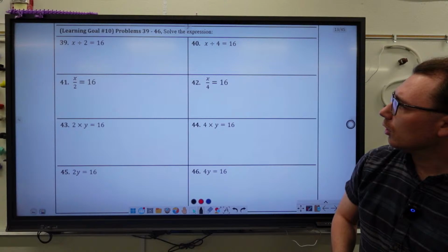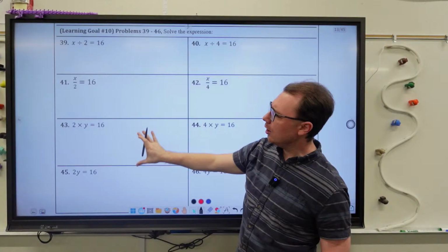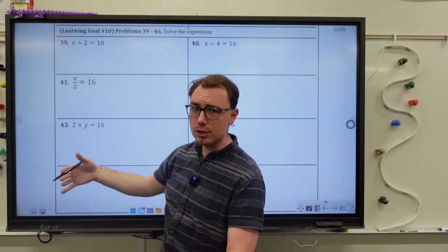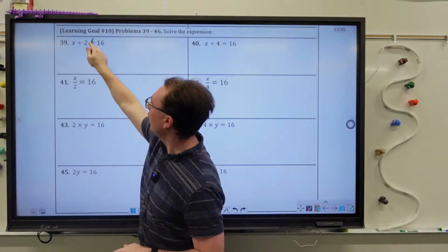Now, 39 and 41, 43 and 45 are grouped together in a way, where I want to show you guys to solve out 39, you'll do the same steps that you would want to do in 41, where if we see this x divided by 2 is equal to 16, we know our first step to solve for x is to put that line down the middle, and then we do the inverse operation affecting our variable. The inverse of divide by 2 is going to be multiply by 2. Whatever we do to one side, we do to the other.